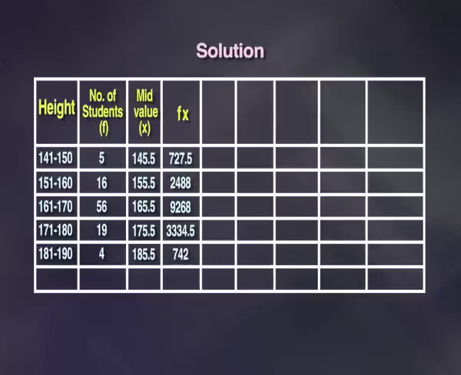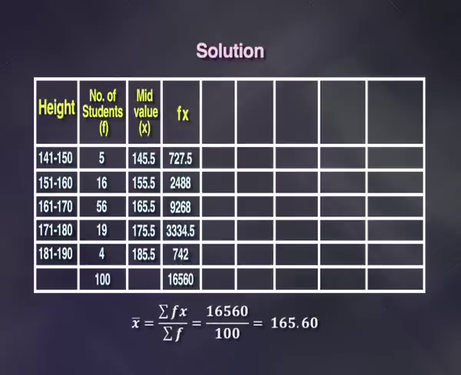The total of Fx is 16,560, while the total of frequency comes to 100. Using these two, we can calculate X bar, which is given below, sigma Fx upon sigma F, that comes to 16560 divided by 100, and that comes to 165.60.